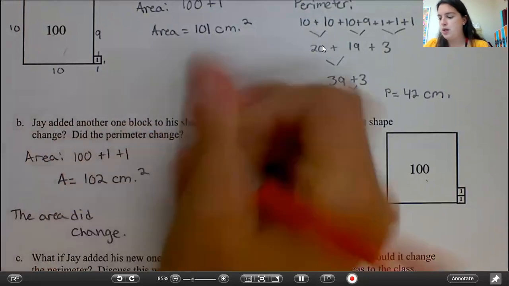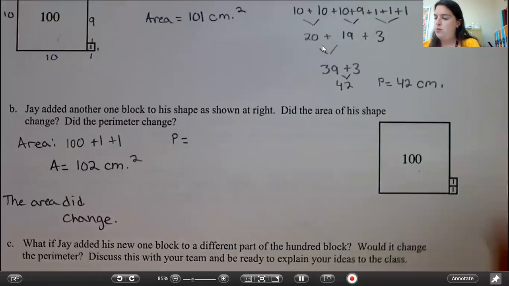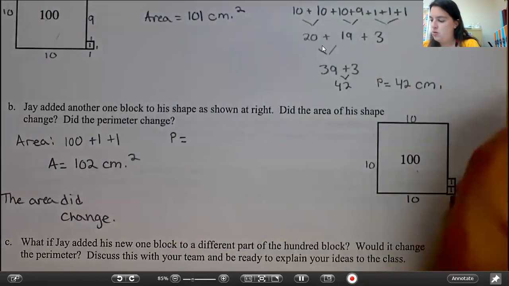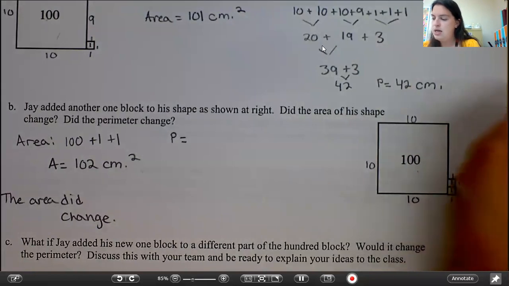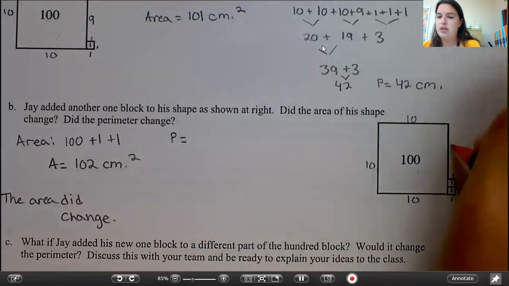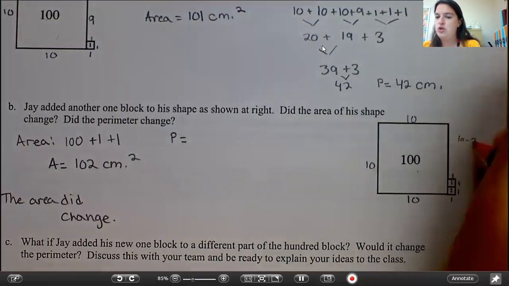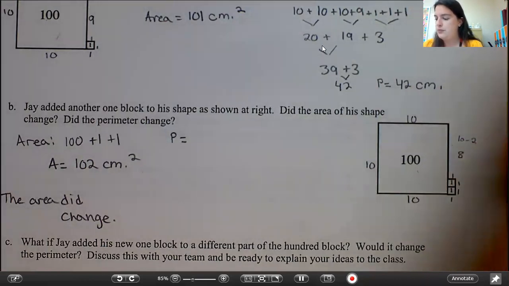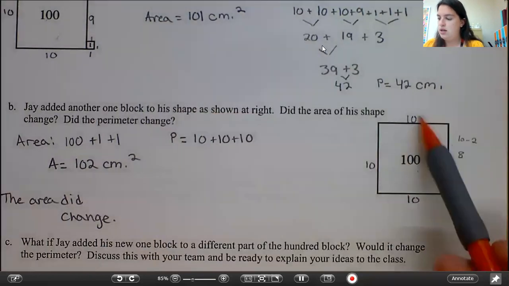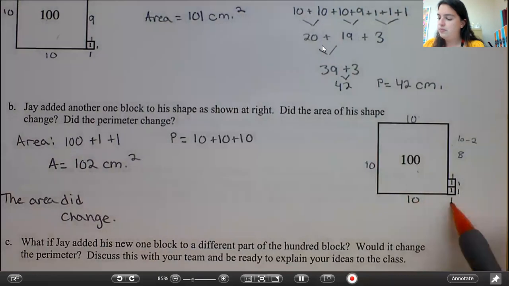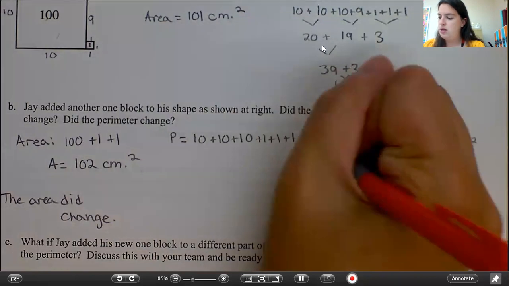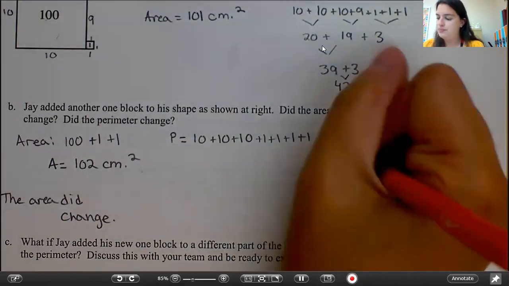But now it asks us about the perimeter, which I'm just going to abbreviate as P. Well, again, we know that this is 10 plus 10 plus 10, 1, 1, 1, 1. Now, instead of just having 1 overlap, we have 2. So if we know this side length is 10, it would be 10 minus 2, which is going to give us 8. So now if we add 10 plus 10 plus 10, plus 1 plus 1 plus 1 plus 1 plus 8.